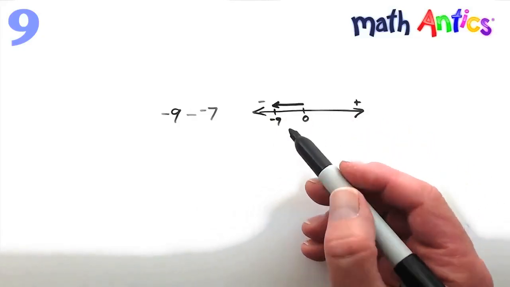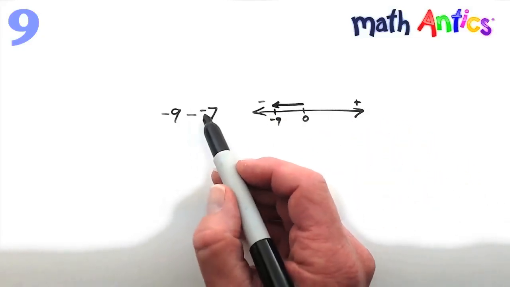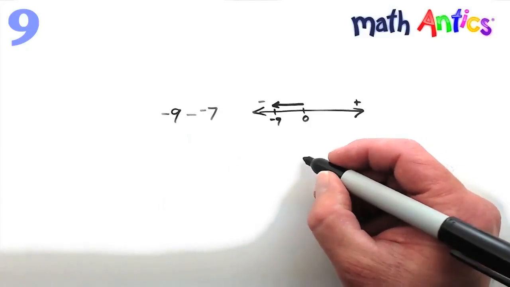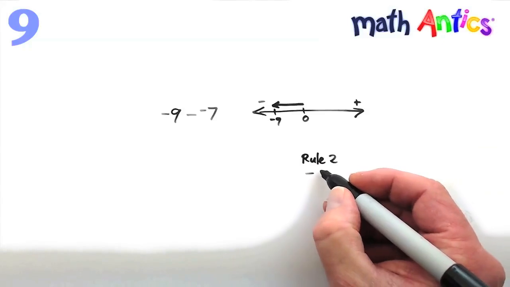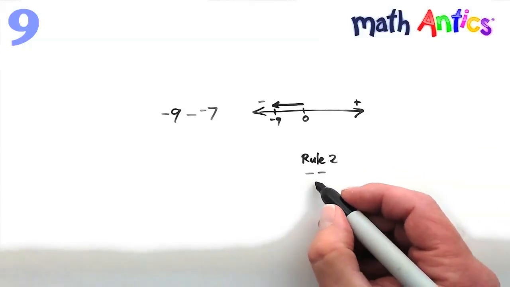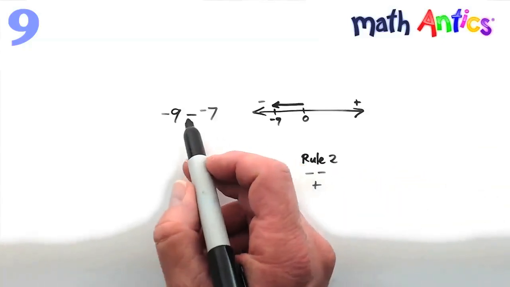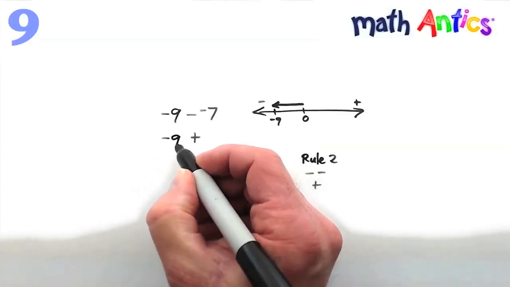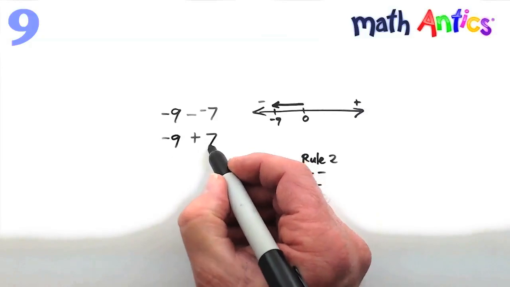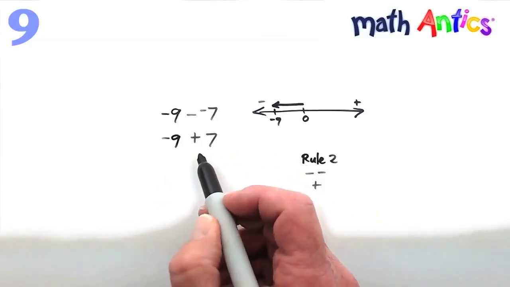Okay, now what are we doing to it? Well, we're subtracting a negative from it. We remember from the video that rule number 2 says that subtracting a negative is the same as adding something. We can just change this to addition. So we can think of this problem as negative 9 plus 7. That's just another way to write it.